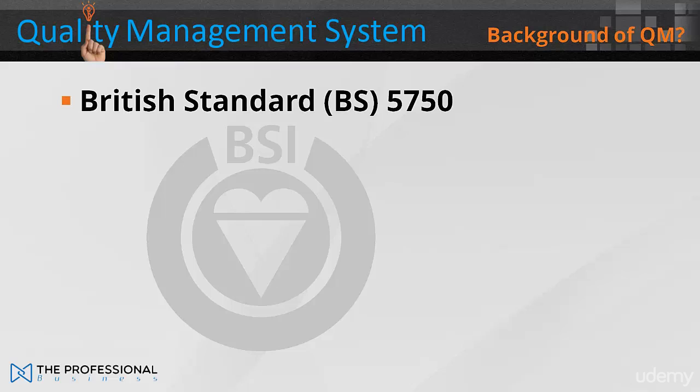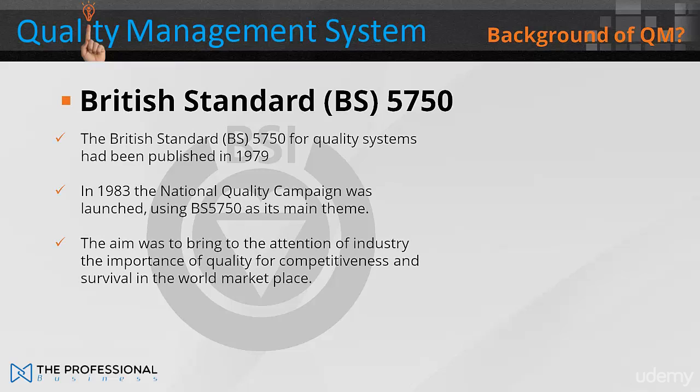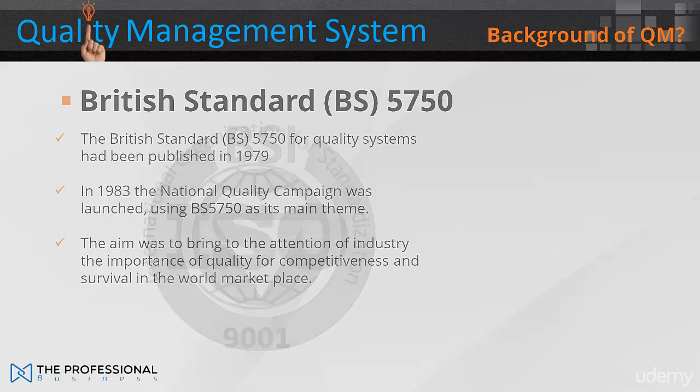The British Standard 5750 for quality systems had been published in 1979, and in 1983 the National Quality Campaign was launched, using BS 5750 as its main theme. The aim: bring to the attention of industry the importance of quality for competitiveness and survival in the world marketplace.